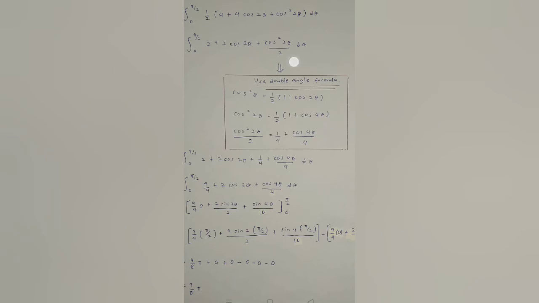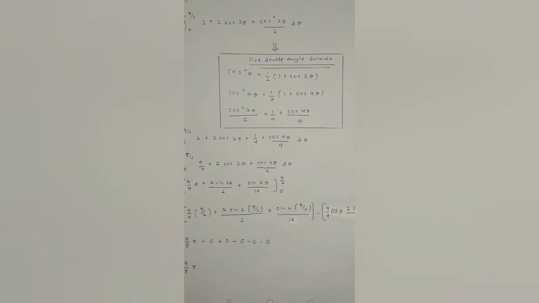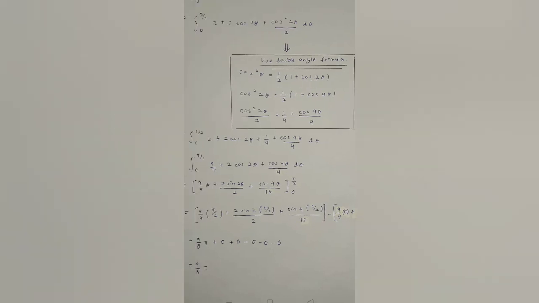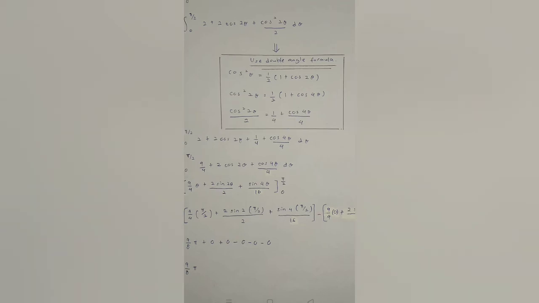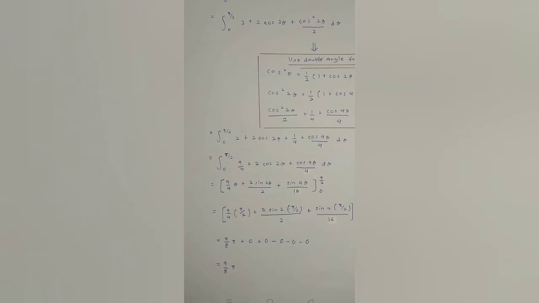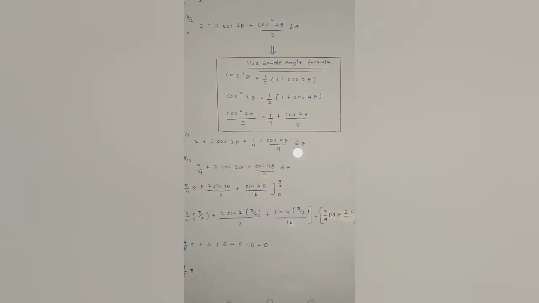From the term cos squared 2 theta over 2, we can use the double angle formula, where the basic formula is cos squared theta equals 1 over 2 times (1 plus cos 2 theta). Then we create the new formula using the basic one to get the same expression as cos squared 2 theta over 2, and we get 1 over 4 plus cos 4 theta over 4. Okay, then we rewrite the equation back: the integral from 0 to pi over 2 of 2 plus 2 cos 2 theta plus 1 over 4 plus cos 4 theta over 4 d theta.